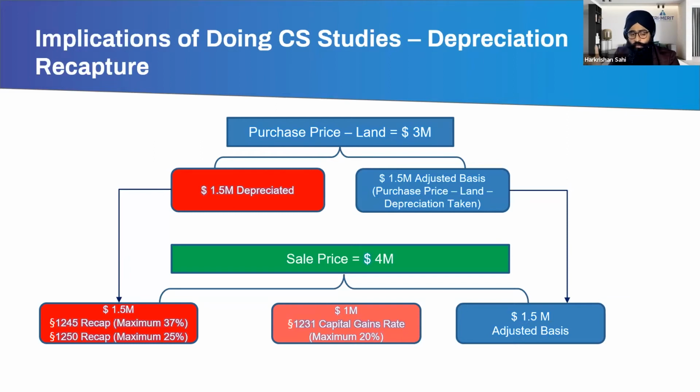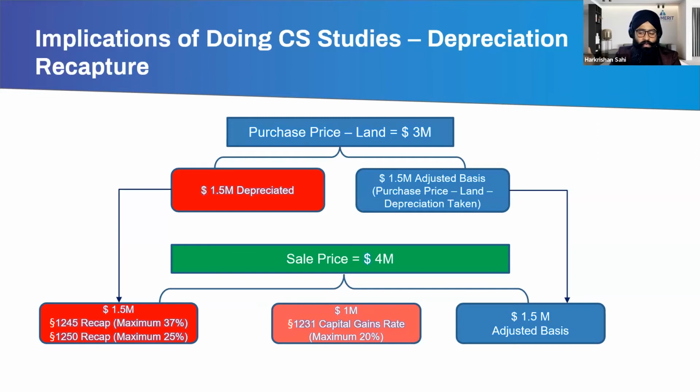So yes, if you sell the property, you're going to end up paying a recapture of 37% on 1245. For 1250, you're going to pay 25%, and a capital gains rate on whatever the gain is. You're going to pay 20% on the Section 1231. So there are three things: Section 1231 capital gains, Section 1245 recapture, and Section 1250 recapture. The recapture that you pay is typically up to the maximum of the depreciation that you have taken, and the remaining adjusted basis obviously remains 1.5 million that is not touched. But we have a couple of questions, we'll talk to Randy and they'll clear up a little bit more about recapture.